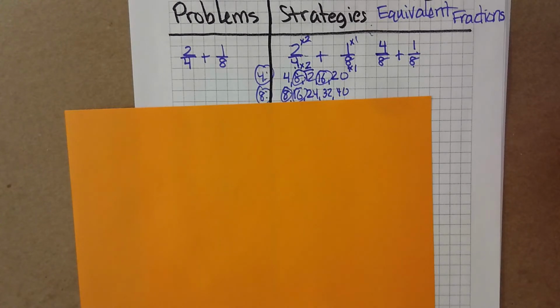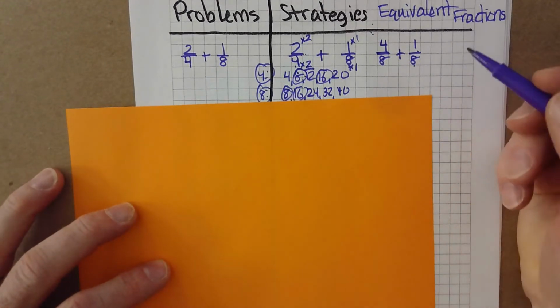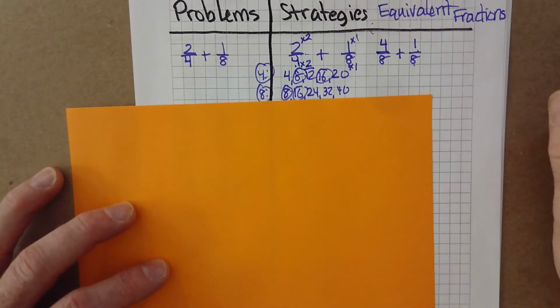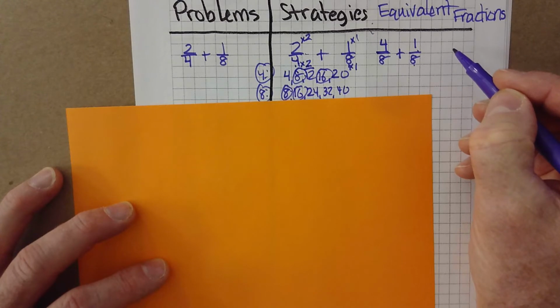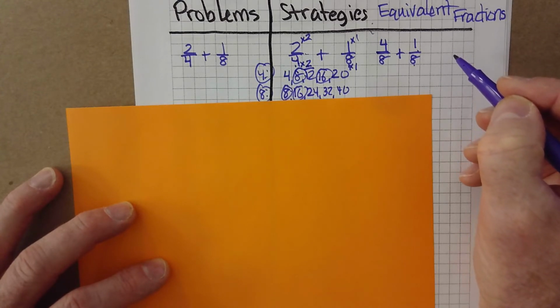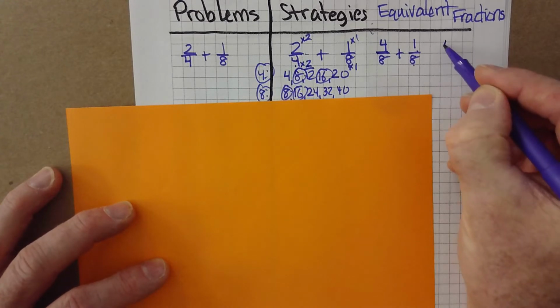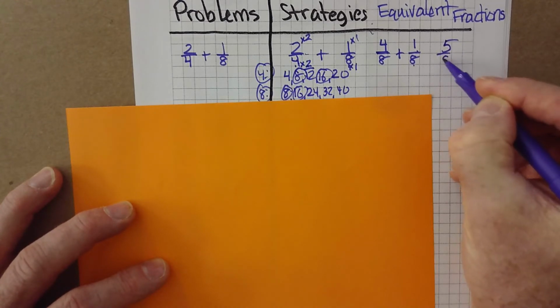Common, yes, they are the same. So 4/8 and 5/8 simply equals what? You said the answer. You said 4/8 and 5/8. Oh, well, that'd be a different problem. So what does it equal? 5/8, very good. Yeah, I do that a lot.